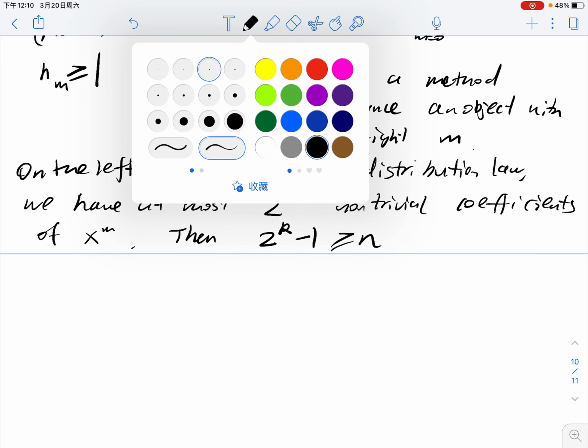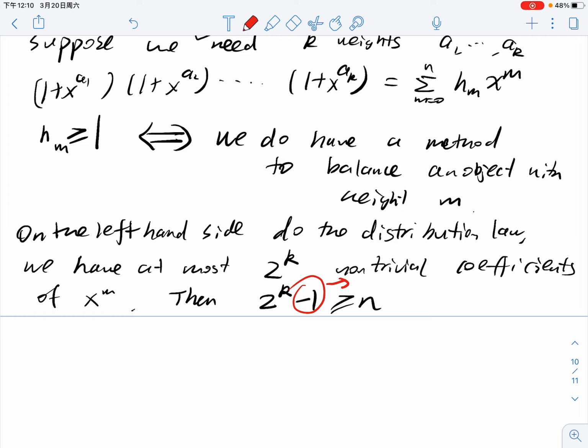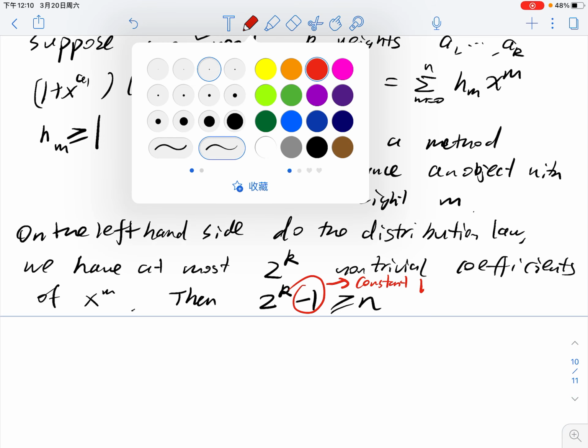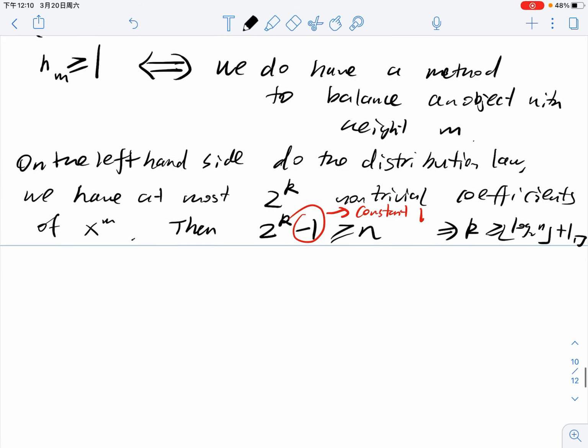So here minus 1 because you have a trivial term, the constant term 1 here, which means you can always put nothing on the scale, which measures 0. So it's outside the weights from 1 to n. So you do have this, and then k is at least log base 2 of (n plus 1). So we are done.